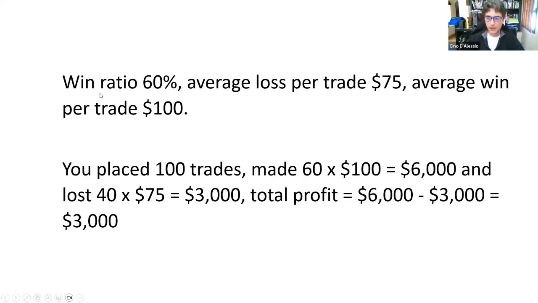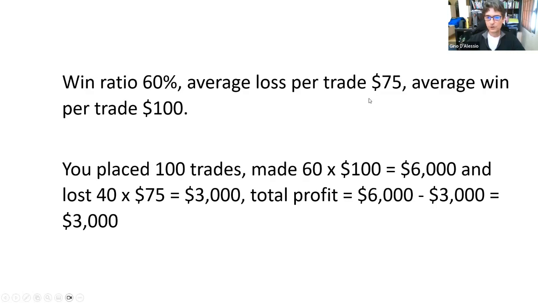Our win ratio declines still a bit further, and again, we placed another 100 trades. We can see that the profit is now $6,000 minus $3,000, and we had an overall profit of $3,000. And this looks a lot more attractive, I'm sure, to everyone than the first example. And it is all because we managed to reduce the average loss per trade to $75.